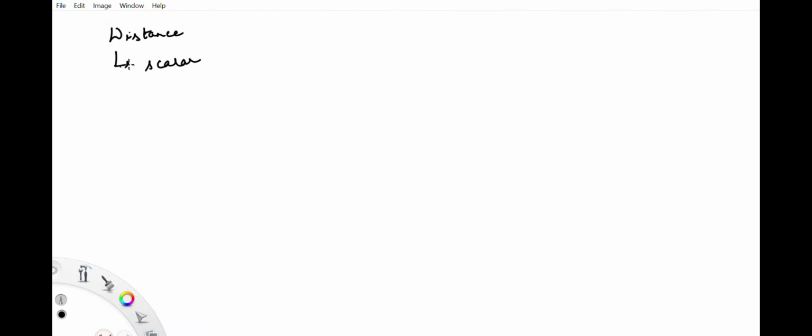is scalar. It's not dependent on direction. It can never be negative. To get the total path length, you keep on adding the individual path lengths, so how can you get a negative number? So distance can never be negative.